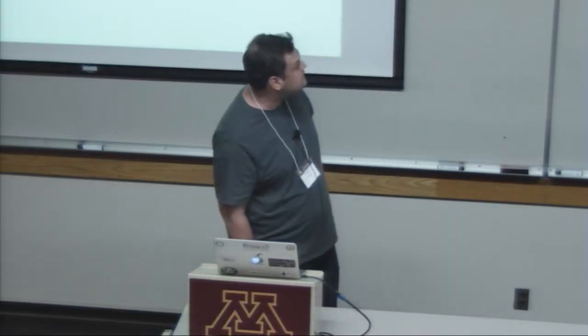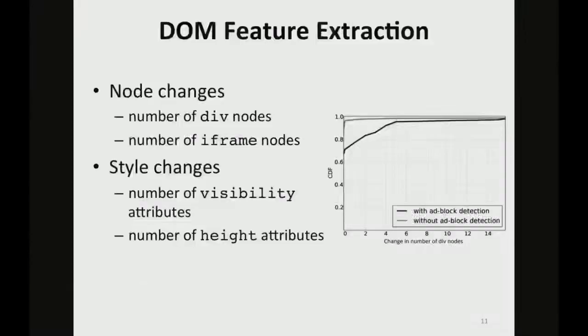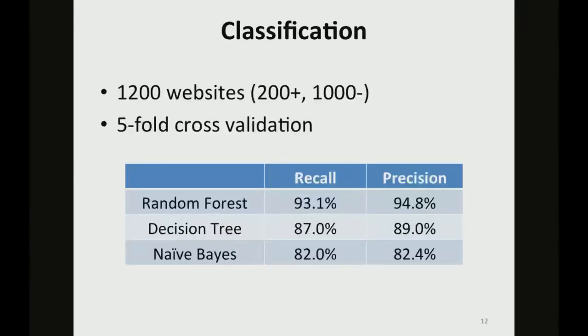Some other features that we look at are style changes, whether the visibility of content is changing on the page. Some of these features are really impactful. We also look at the textual content of the page and do that comparison. So once we use these and a bunch of other features, we had a small data set which we manually labeled. And we had about 200 positive samples, about 1,000 negative samples. And we used standard 5-fold cross-validation. And we are able to get decent accuracy. So more than 93% accuracy for random forest classifier.